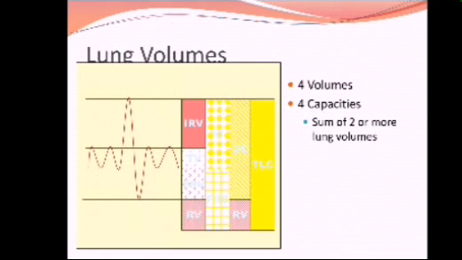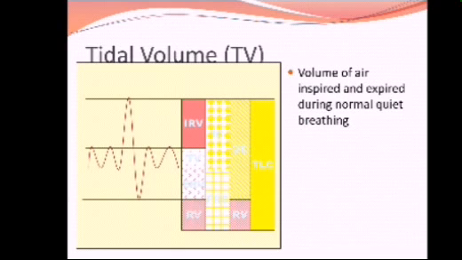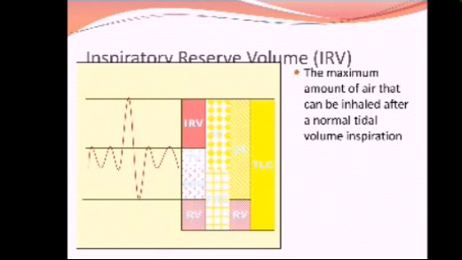So first we talk about the lung volumes. We have 4 volumes and 4 capacities, which you can see in the diagram. First is the tidal volume. It is the volume of air which is inspired and expired when you are normally breathing. You can see this part is the tidal volume. Then we have the inspiratory reserve volume, the maximum amount of air that we can inhale after a normal tidal volume inspiration. This is the inspiratory reserve volume.